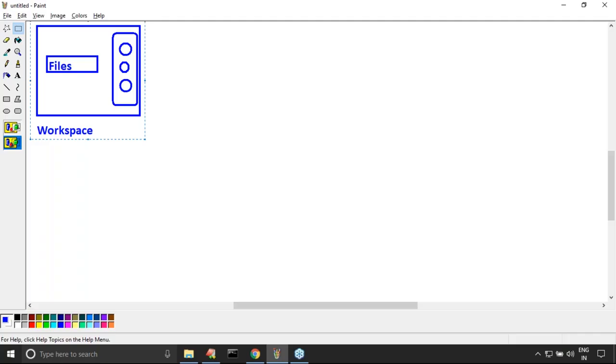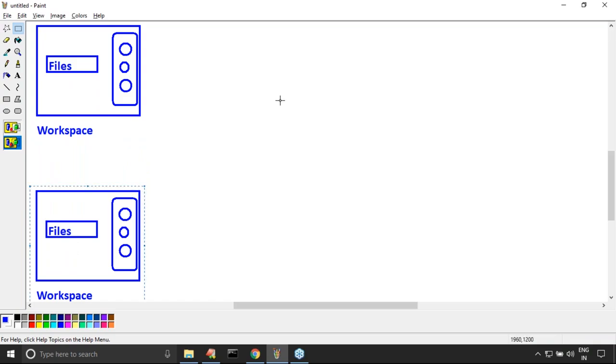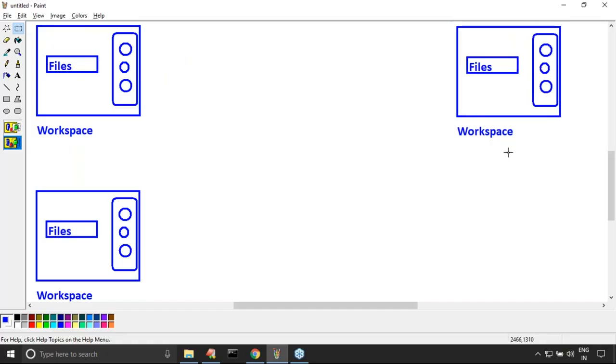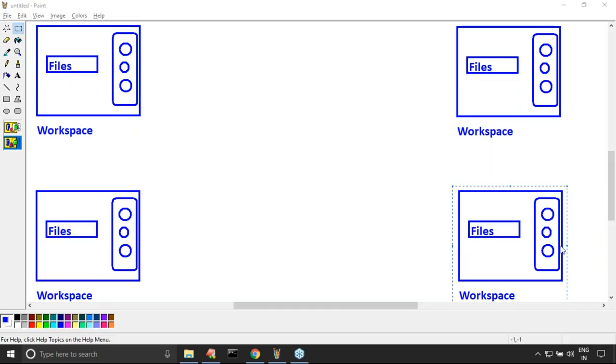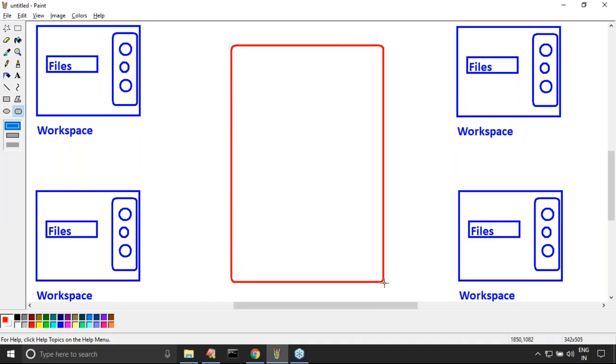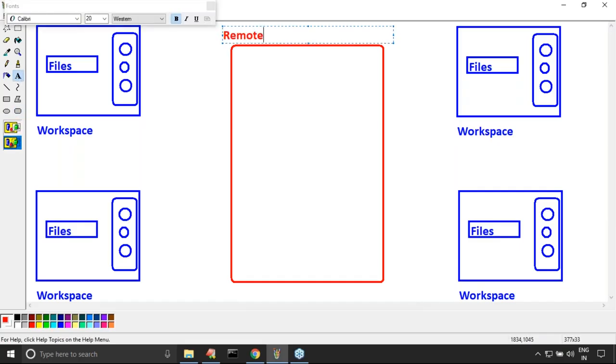Now observe carefully. Multiple developers are there. Here one developer is there, next another developer is there, and after that another developer will be there. Four developers are there, assume that. Now, very important, here we will maintain one remote repository. One remote repository server.